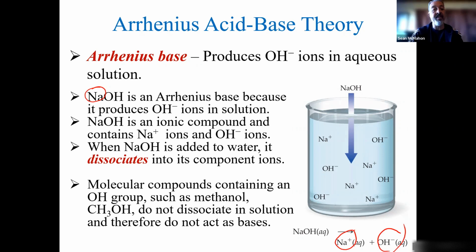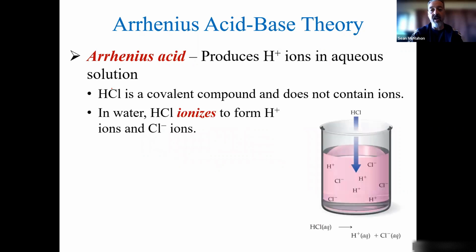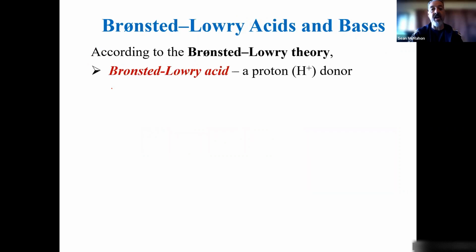Molecular compounds containing an OH group, like methanol, they don't dissociate because it's not a hydroxide ion. They're not really bases. These are molecular compounds. These are molecules. And so they don't dissociate. What we do see is with metals, because it's ionic, they dissociate and give us ions. So again, the Arrhenius acid, it's a covalent compound, but it does dissociate to give me ions.